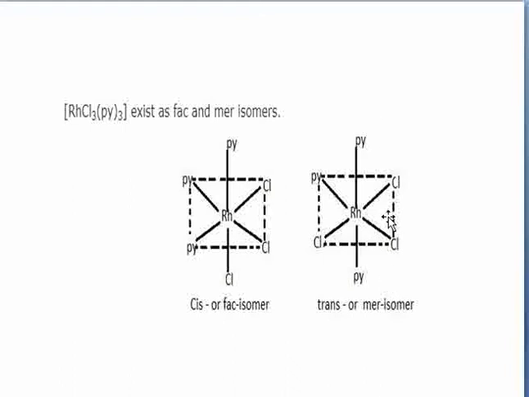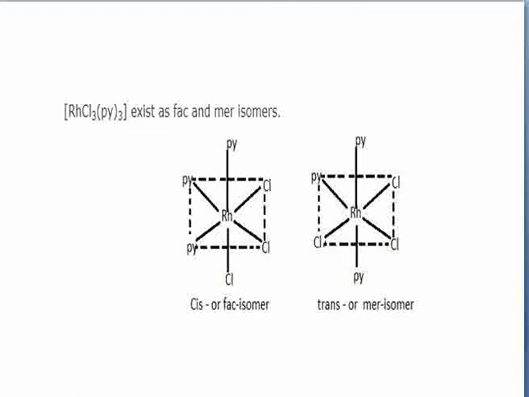Because pyridine and pyridine are trans, here it is cis. They will be in the equatorial positions. Look at this, Cl, Cl, Cl. They are in the equatorial positions. So this type will give the meridional isomers. If they are on the same face, they will give the facial isomers.